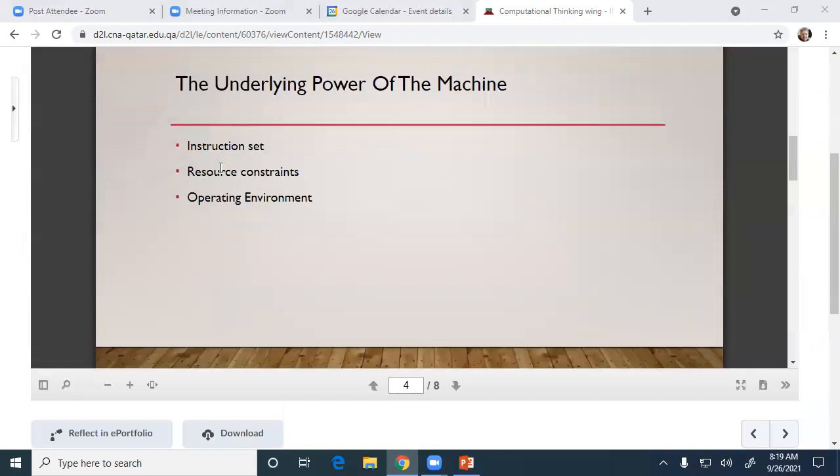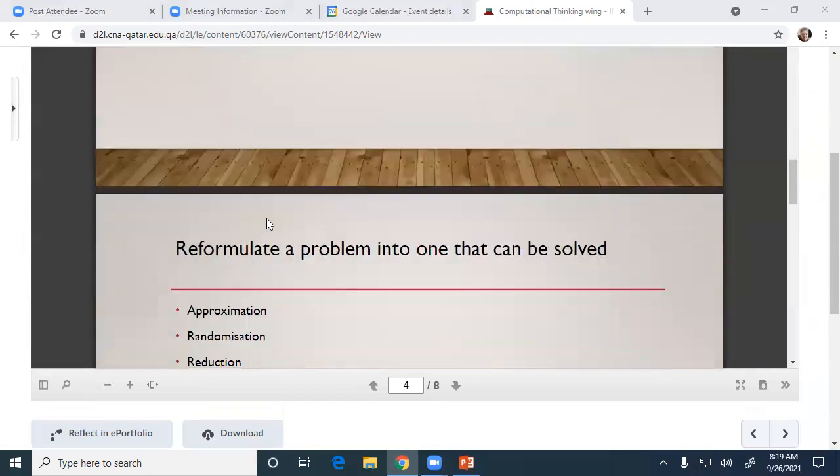So what do we do with computers? That is computational thinking. We have an instruction set. We put in some resources, and we work in an operating environment.